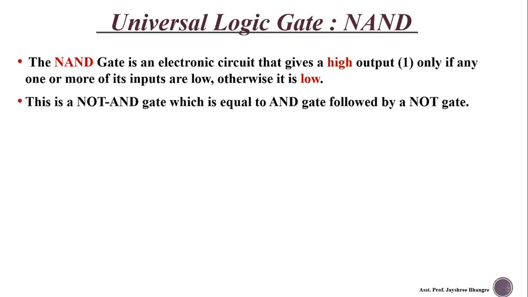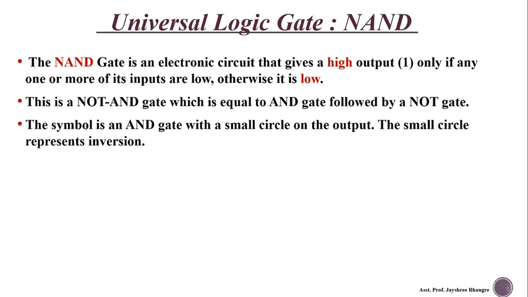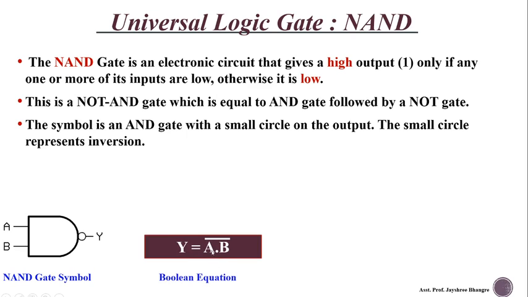So here is the symbol of the NAND gate, that is the AND gate with a circle at the output. This is the NAND gate, and this bubble at the output represents the inversion or NOT operation. The operation of this NAND gate is that it performs the AND operation on inputs A and B, and then it complements the AND operation. So we can represent the Boolean equation as (A and B) complement. It first performs the AND operation on these two inputs, and then its result is complemented.